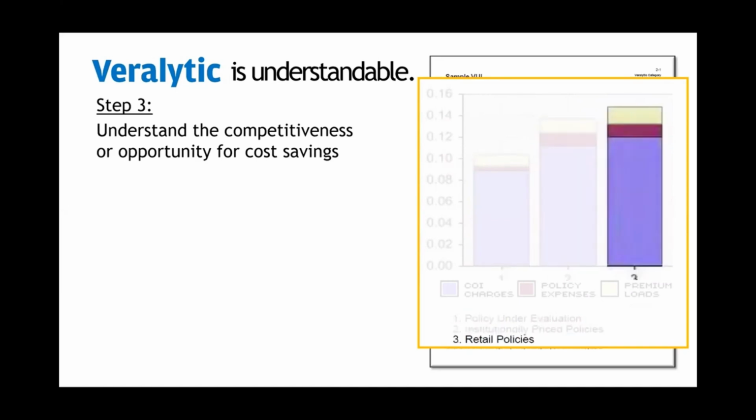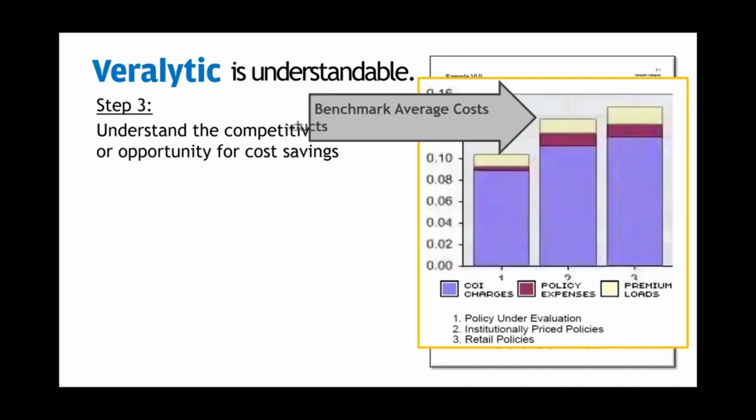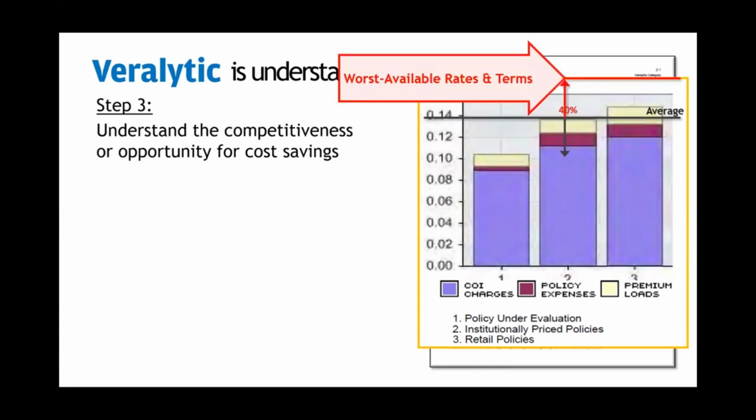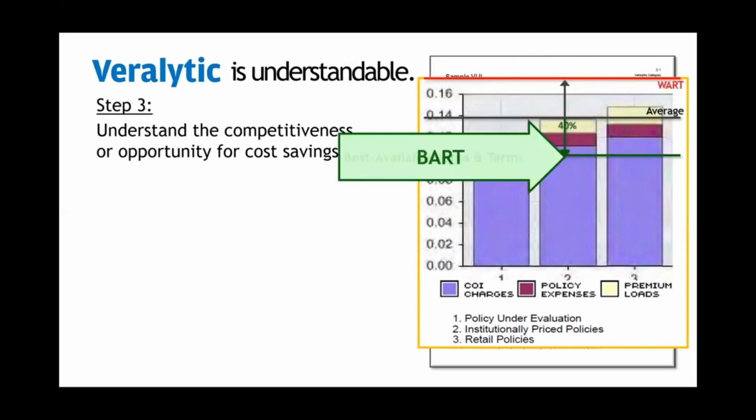The advantage of benchmarking versus just comparing quotes is that benchmarking reveals just how competitive or excessive costs actually are relative to the universe of peer group alternatives, where costs vary by as much as 80% at most stages, which means the worst rates and terms in the marketplace can be 40% greater than benchmark average costs, and the best rates and terms in the marketplace are as much as 40% less than benchmarks. So, for instance, in just a glance, it's easy to see that the costs in this policy here are among the best available rates and terms in the entire market.